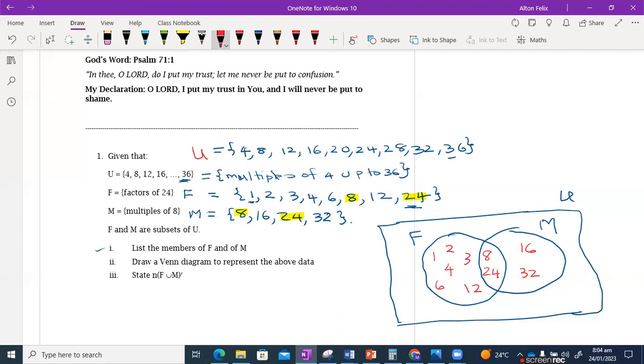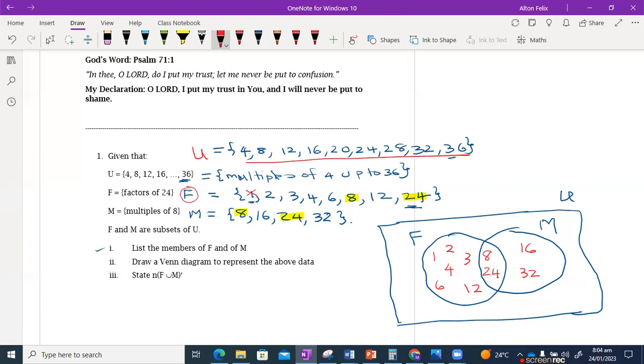Right, okay, so I just saw something and let's talk about it. In set F, although we list all the factors as 1, 2, 3, 4, 6, 8, 12, and 24, seeing that set U is defined only as multiples of 4, then we'll have to eliminate those members here, which are not part of the universal set.